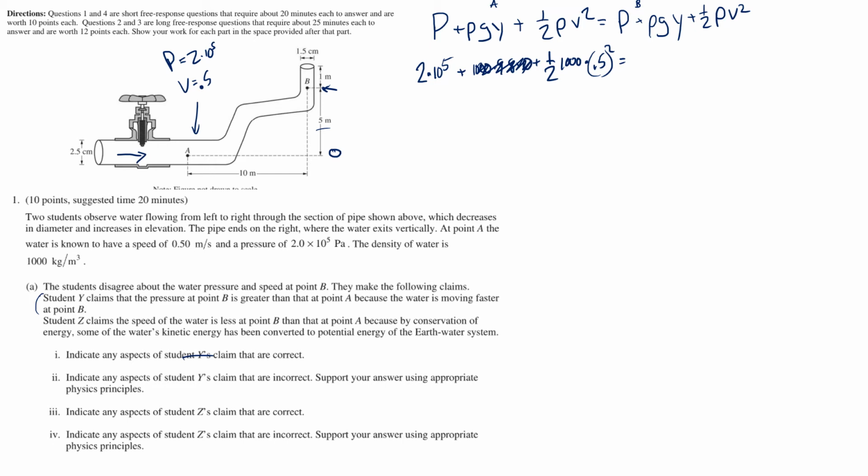We have to do the flow rate here. So we're going to figure out everything, and then we can confirm. All right, so flow rate, we have A times V is equal to A times V, just like we had in the previous problem here.